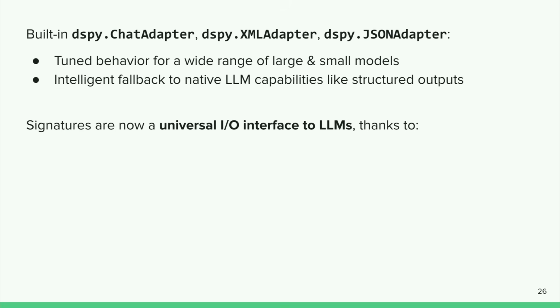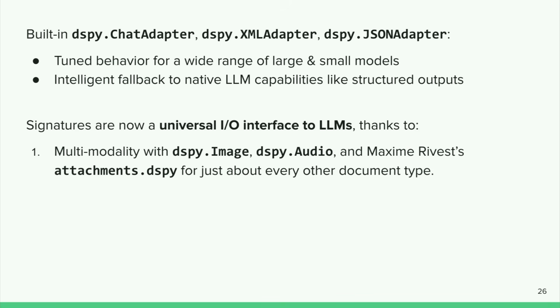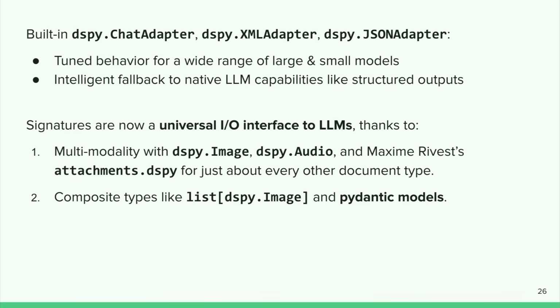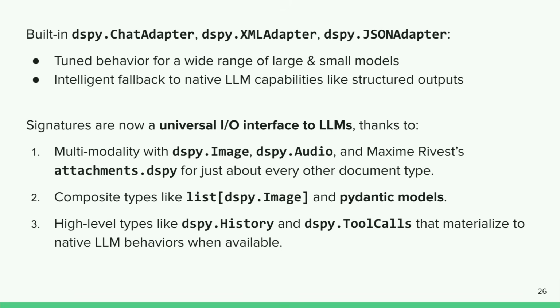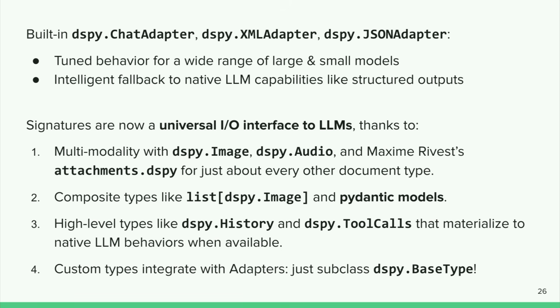We've also universalized signatures a lot more relative to before. So right now, we've made them multimodal. You can specify input as images. You can specify audios. You can pass PDFs and PowerPoints into your signature, thanks to an extension by Maxime Rivest, for just about any other type of document. We've also made sure that these things compose the way you would expect anything else in Python to compose, so you can give your LLM a list of DSPy images or a list of pydantic types.